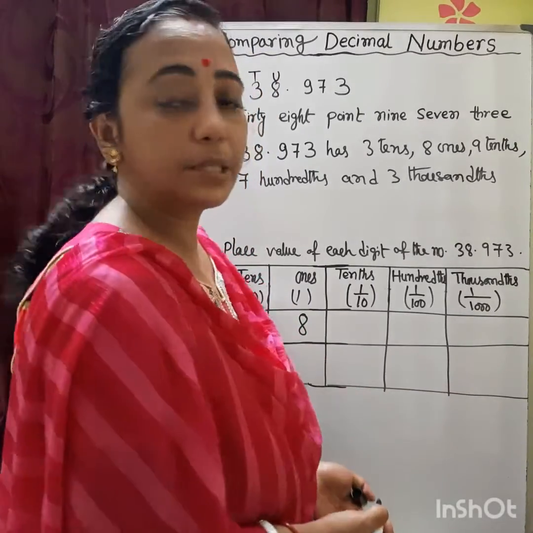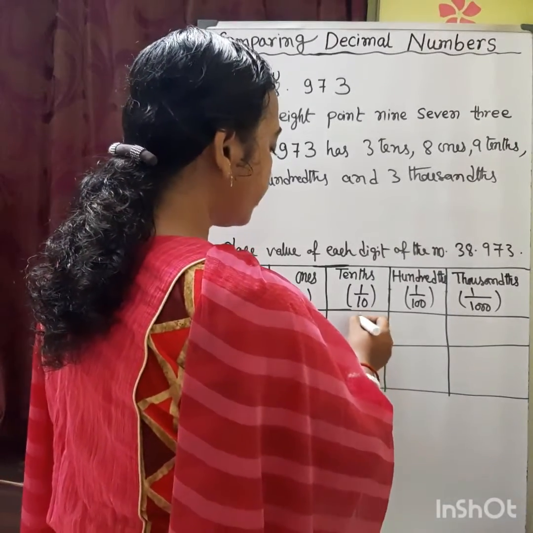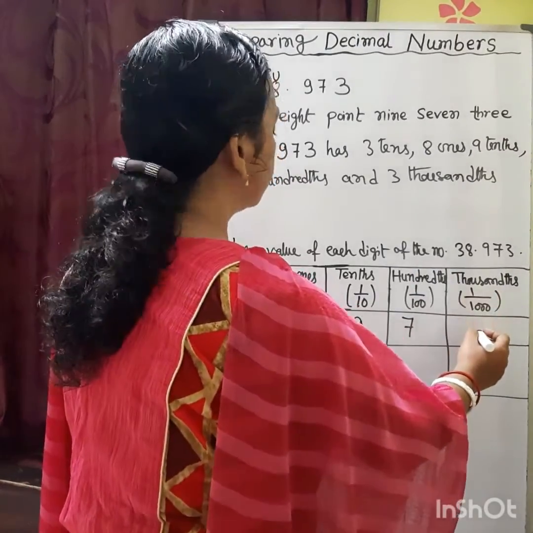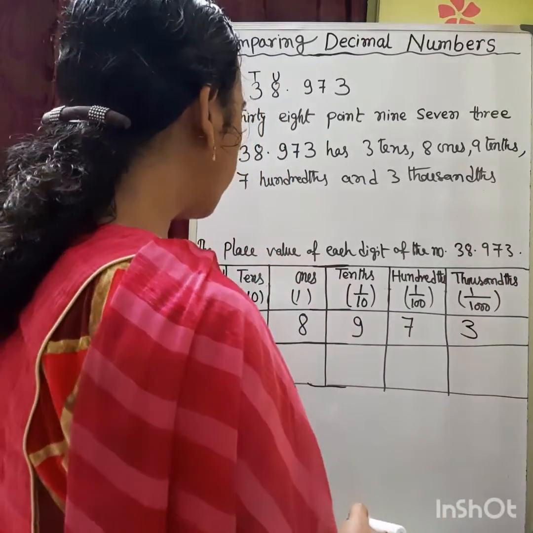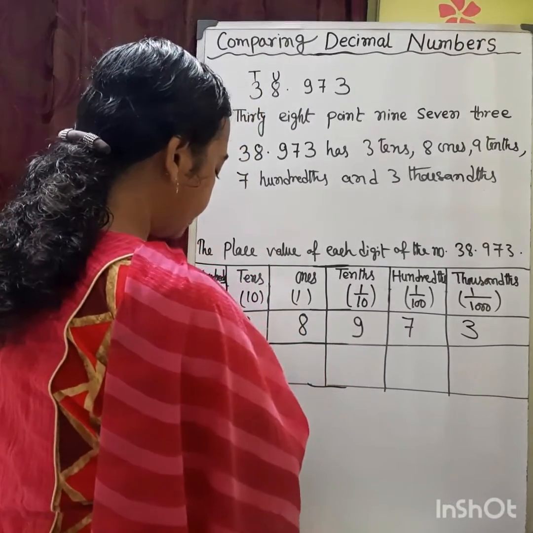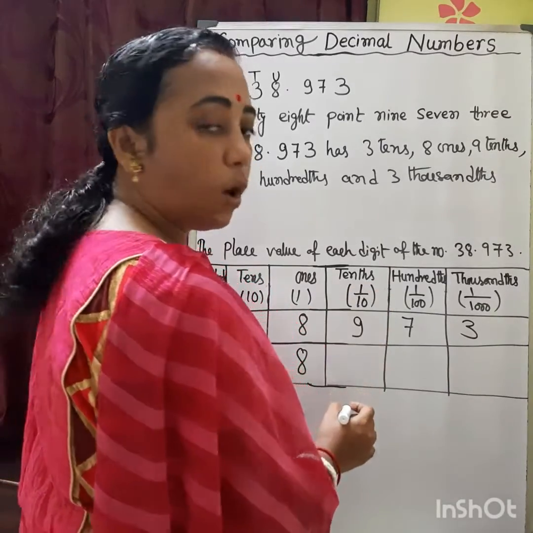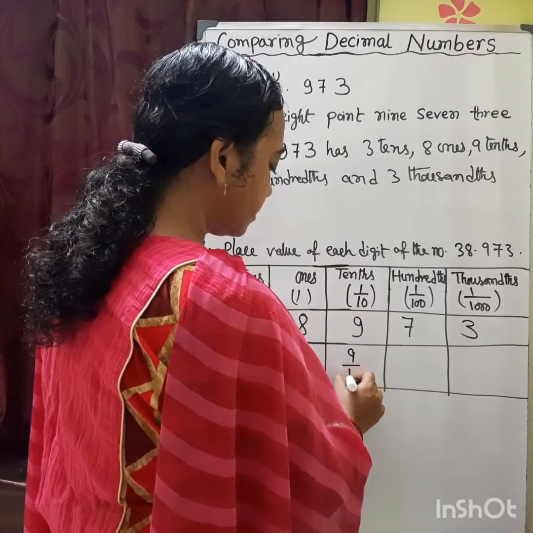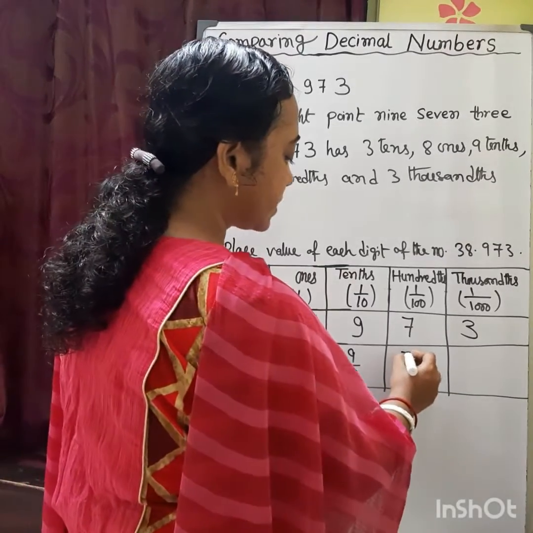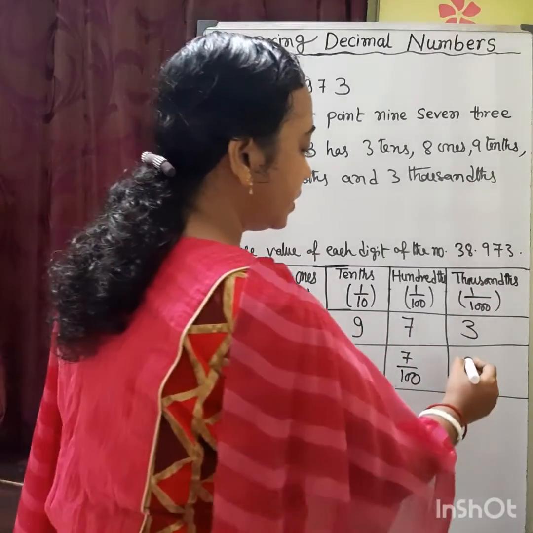After the decimal point, the next number is 9, which is the tenths place digit. So we will write here 9, then 7 below the hundredths place, and then 3 below the thousandths place. So the place value of these digits will be 3 multiplied by 10, which is 30. 8 multiplied by 1, which is 8. Then 9 multiplied by 1 by 10, so it will be 9 by 10. Similarly, 7 multiplied by 1 by 100 will be 7 by 100, and 3 multiplied by 1 by 1000 will be 3 by 1000.